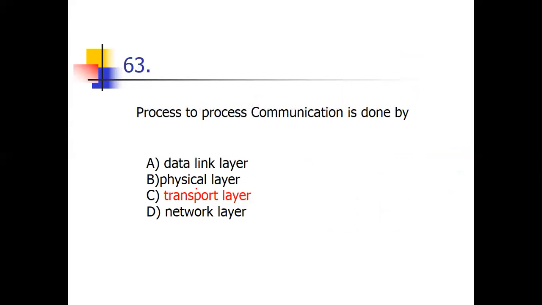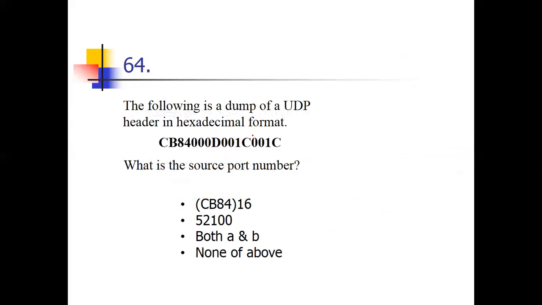Process to process communication is done by the transport layer. Okay, remember. The following is a dump of a UDP header in hexadecimal format. Whenever this type of format is given for UDP, remember the first 4 digits define the source port, the next 4 define the destination port, then the length. They are asking for the source port number. The source port number is CB84. So you might directly click this option, but it is wrong because this is in hexadecimal format.